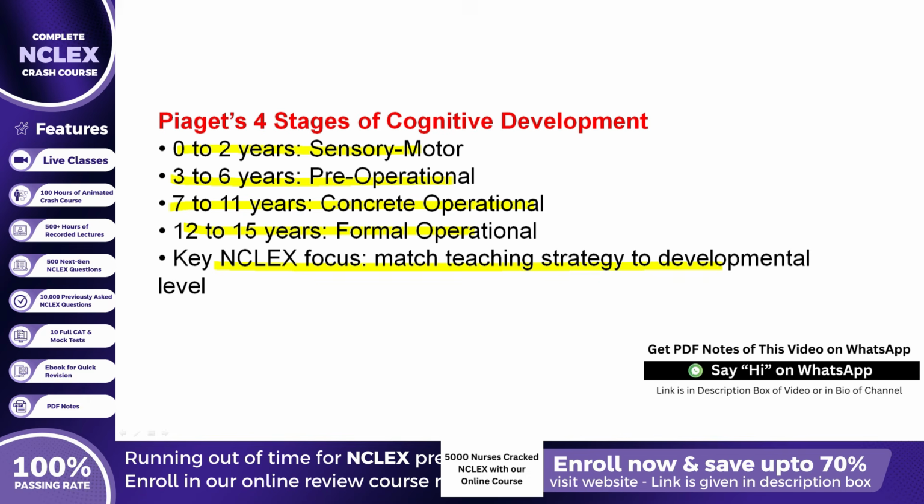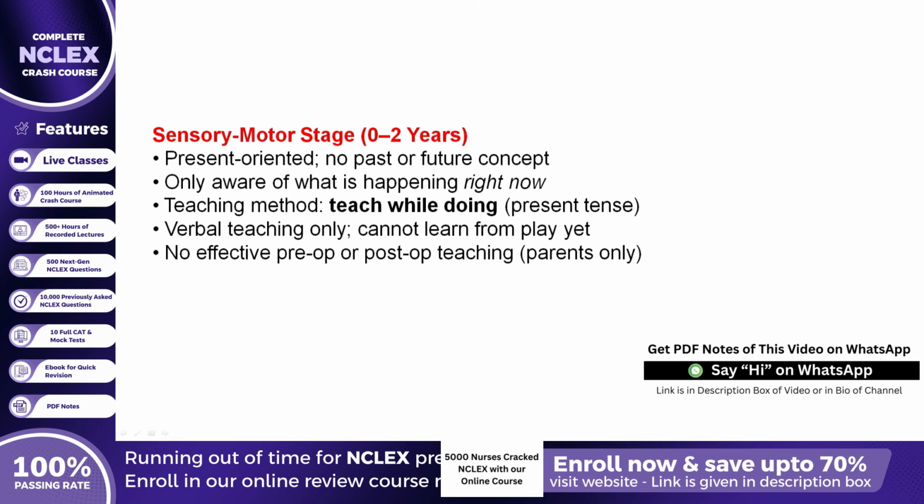Now, let us explore the sensory-motor stage from 0 to 2 years, where the child is present-oriented and has no concept of past or future. During this period, they are only aware of what is happening right now. That is why the teaching method is to teach while doing, and everything must be in the present tense. Verbal teaching alone is used because they cannot learn from play yet. And since infants cannot understand preparation or follow-up, there is no effective pre-operative or post-operative teaching, meaning all teaching is directed to the parents only.